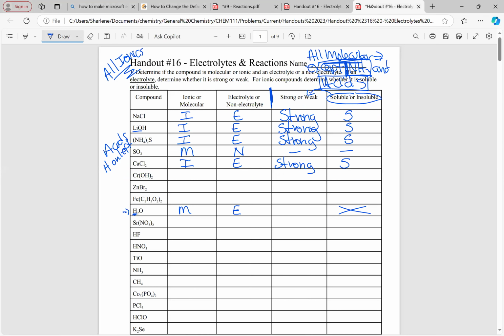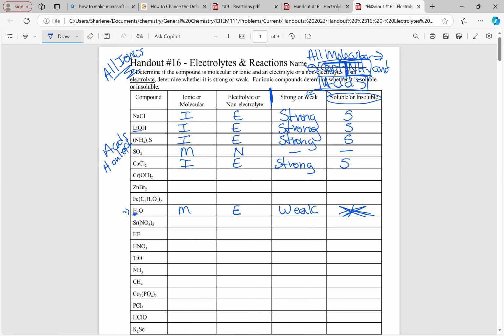Okay, let's ask our question about water again. Oh, water's molecular. Is it an electrolyte or a non-electrolyte? Well, all molecular compounds are non-electrolytes, except, and this is one of the exceptions, because it's an acid where hydrogen is written on the left. And now I need to ask, not whether it's soluble, I'm asking, is it strong or weak? And so, is it one of the 6 strongies? And the answer is no. So this one is a weak electrolyte.